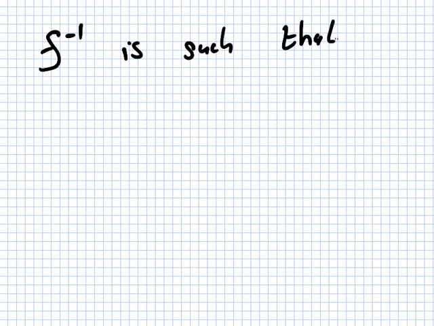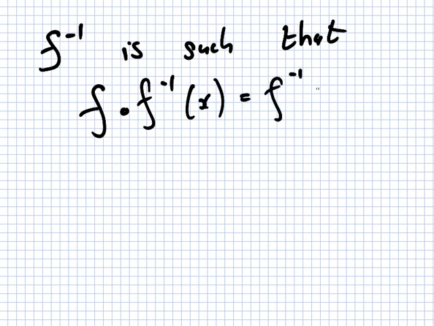So, what you notice is the relationship that f and f inverse cancel each other, which can be written as a formula. f inverse is such that f composed with f inverse, and f inverse composed with f, should always cancel to leave you with just x.